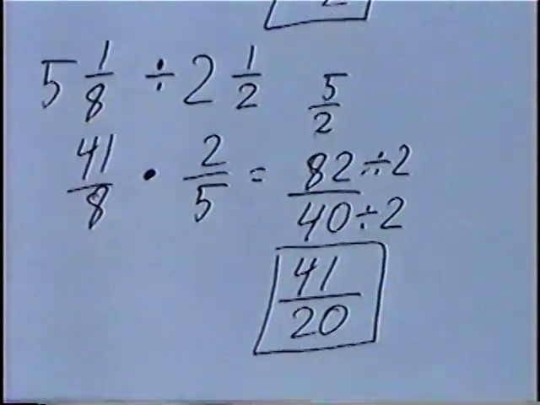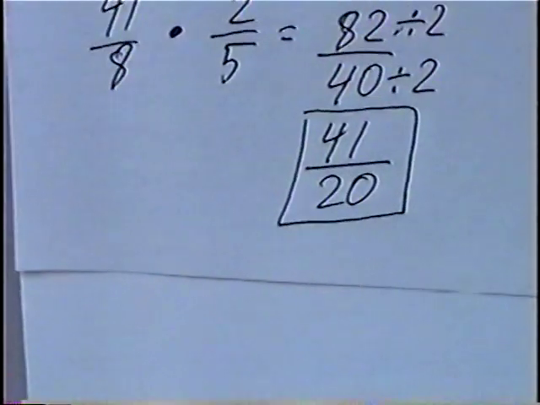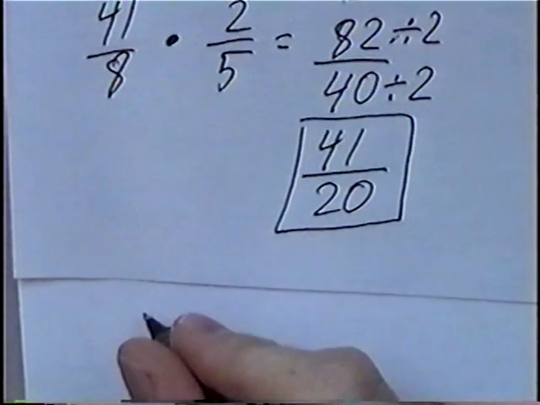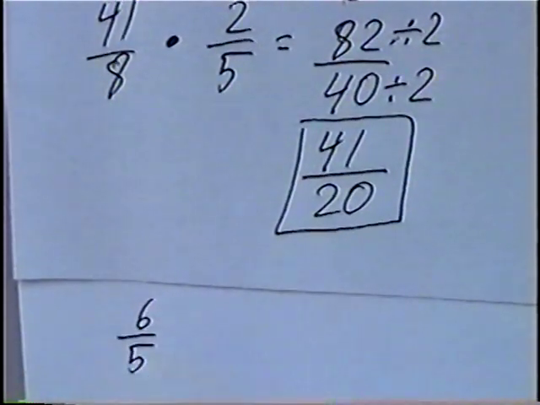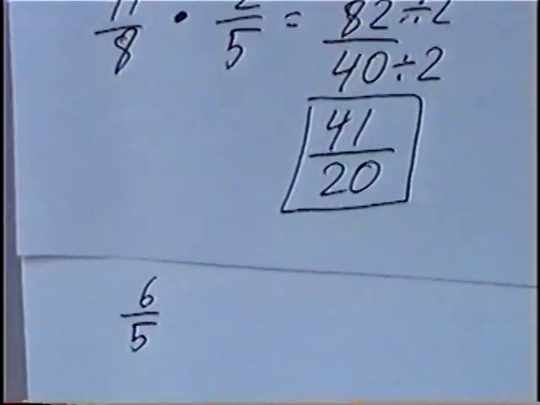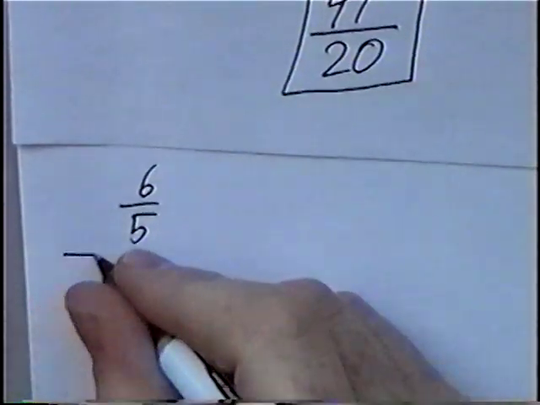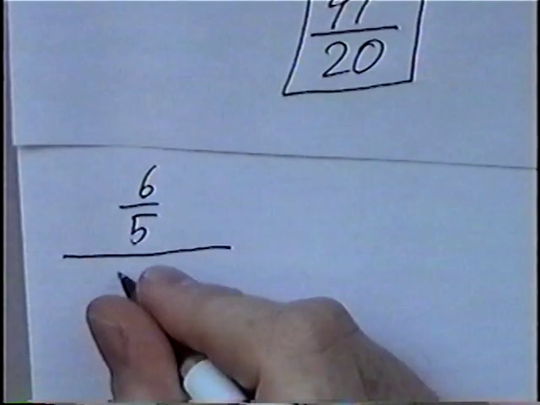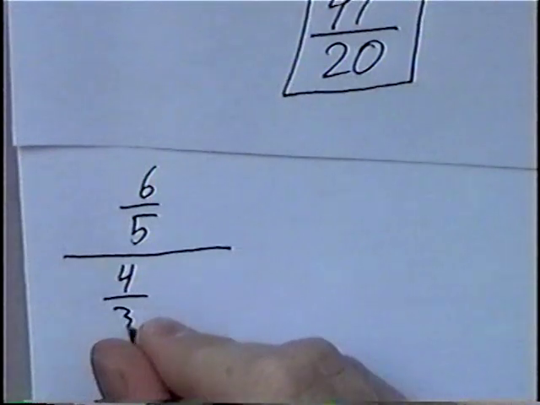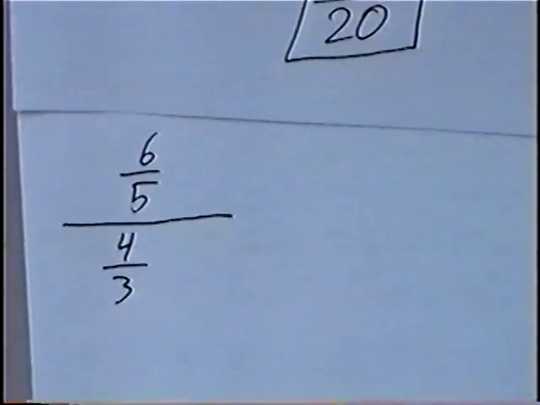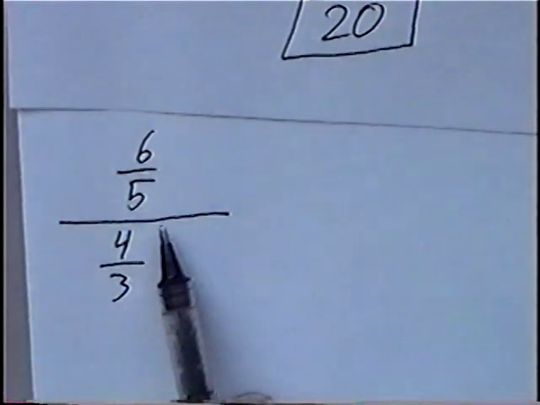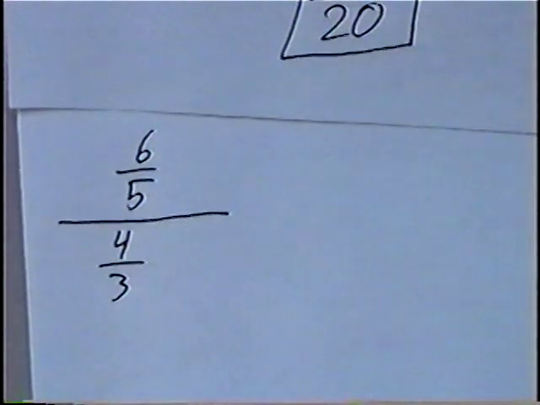And last question for the section. Have a fraction 6 over 5 and a fraction line underneath, and a second fraction 4 over 3. This question, we have a fraction divided by a fraction, so we're still dividing two fractions.